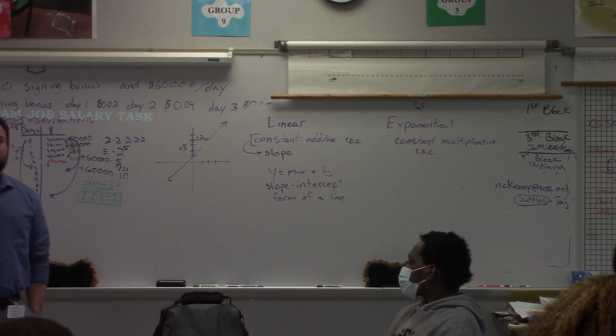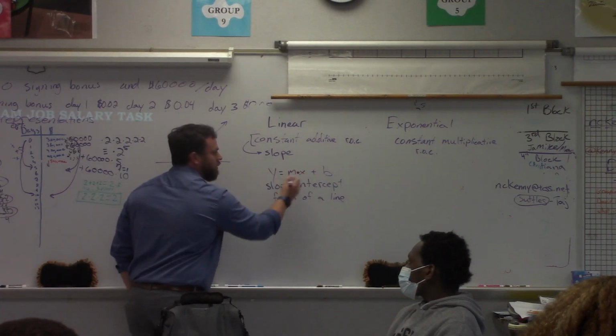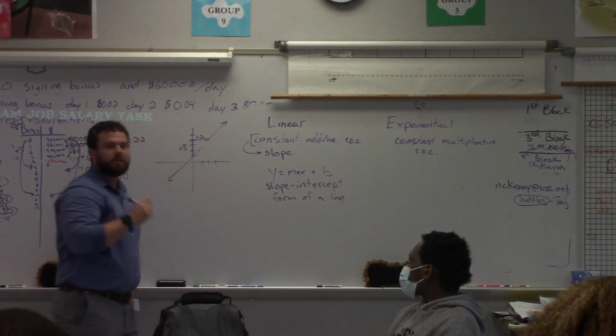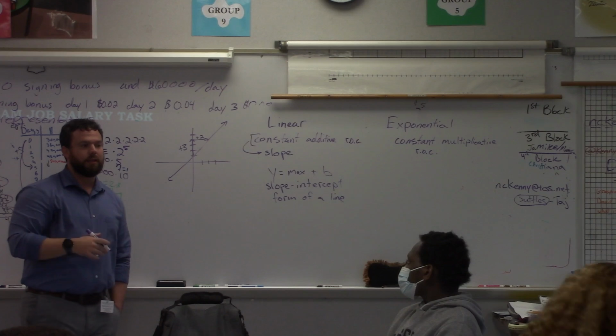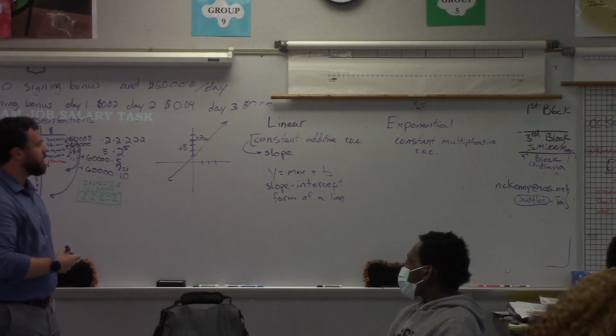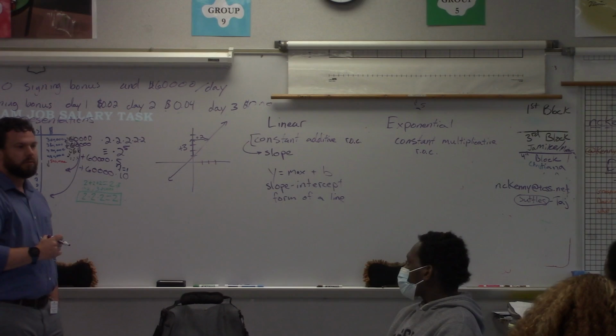And that's why, what are we doing with our slope in the equation? We are multiplying, because multiplication is repeated addition. That's how we got that equation, because multiplication is repeated addition. We need to recognize that and understand that.